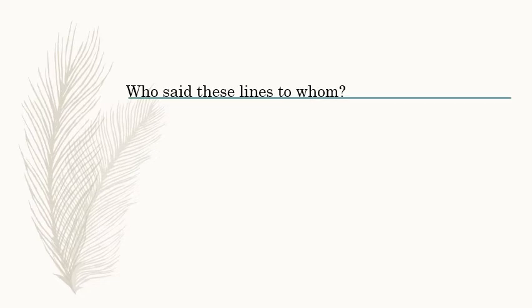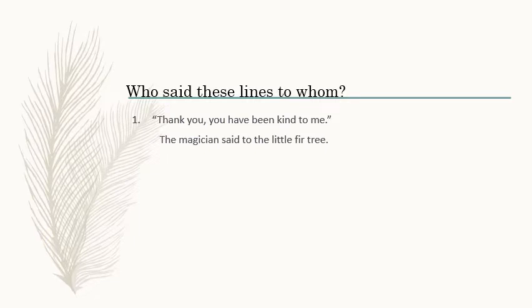Who said these lines to whom? So here the question is, we have number 1, "Thank you, you have been kind to me." So who said this line to whom? This line was said by the magician to the little fir tree.